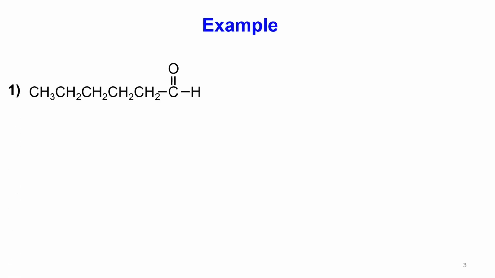Example 1. Example 1 has a carbonyl group, which is carbon double bonded to oxygen, and has one hydrogen atom at one side. The longest continuous carbon chain containing the carbon double bond O is 1 carbon, 2 carbon, 3 carbon, 4 carbon, 5 carbon, and 6 carbon. Carbon number 1 should start from the carbon double bond O, then carbon number 2, 3, 4, 5, and 6. The IUPAC name given for the structure is hexanal.